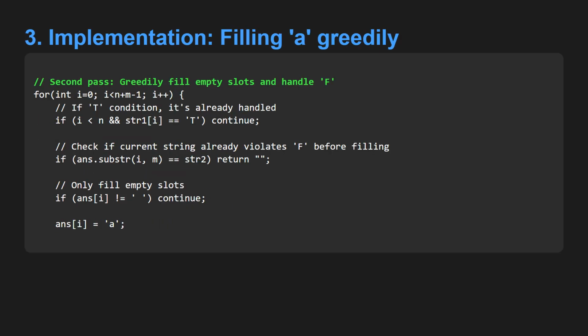Then, the second for loop iterates again to handle the remaining slots. If the position is covered by a T, we skip it. If the current string already violates an F condition, we return an empty string. Whenever we encounter an empty slot, we default to placing A in it to keep the string lexicographically smallest.